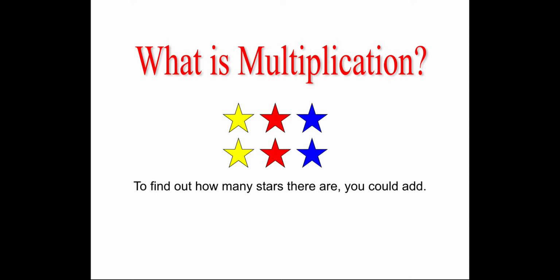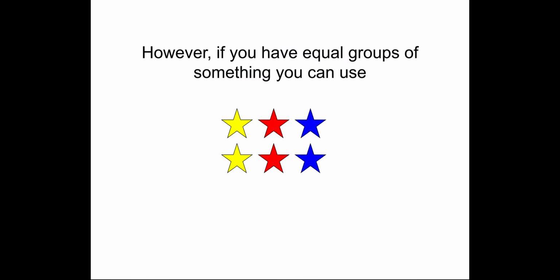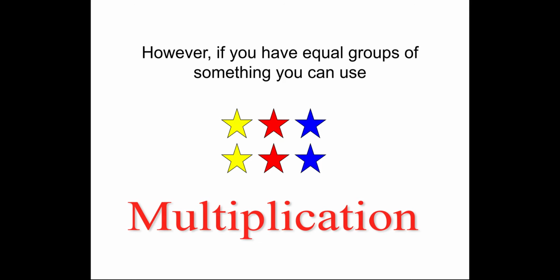To find out how many stars there are, you could add. We know this is an array and we know we can use repeated addition when we want to figure out how many objects there are. I see there are 2 yellow, 2 red, and 2 blue stars. That's 6 stars in all. So I repeatedly added the 2.